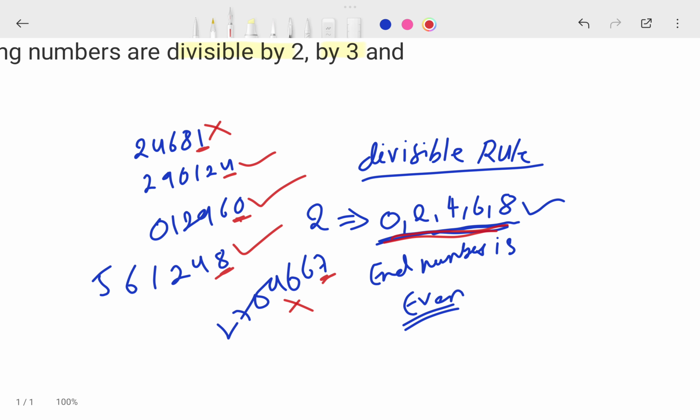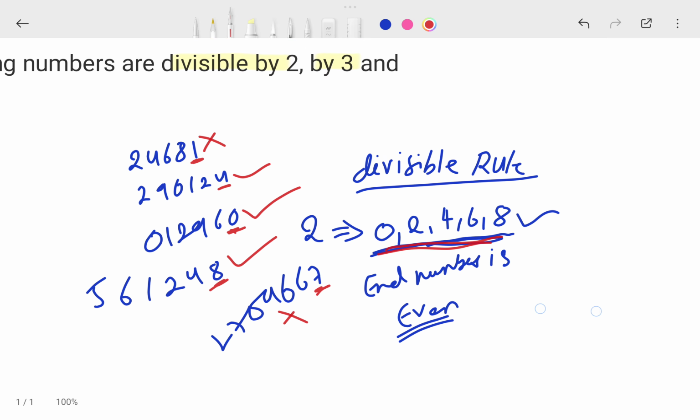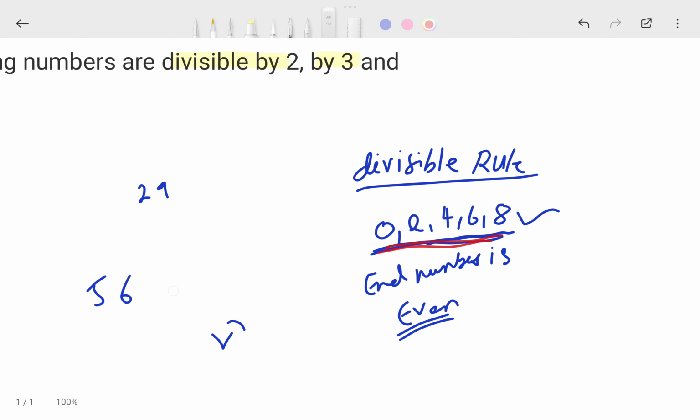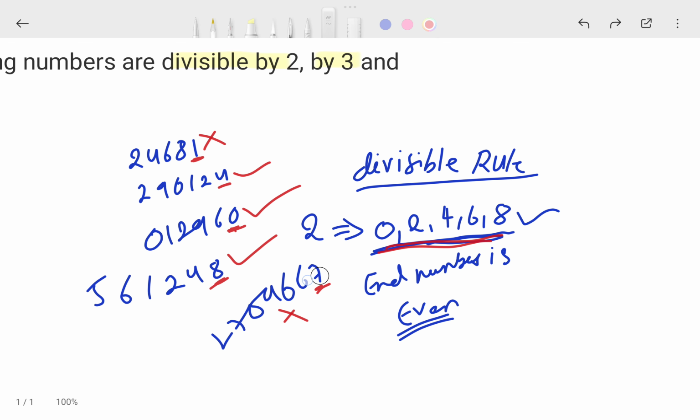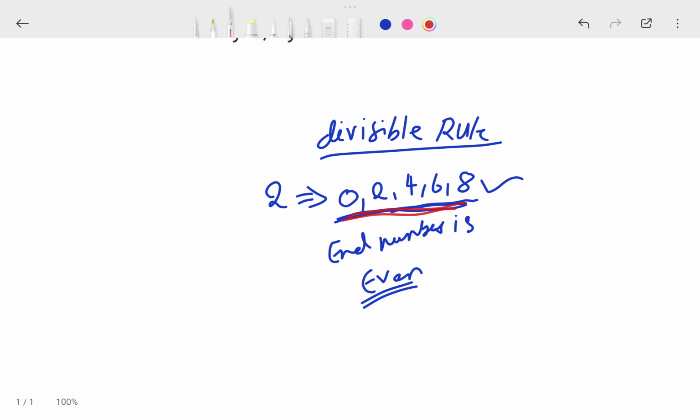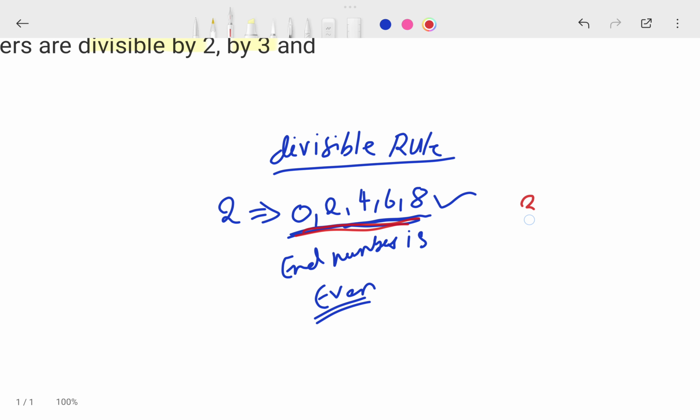Okay, now I will tell you the divisibility rule of 3. Before that I will clear this one. Just wait here. So let's learn from the next ones. Next thing I'm telling you, the divisibility rule of 3. How can you say any number is divisible by 3?